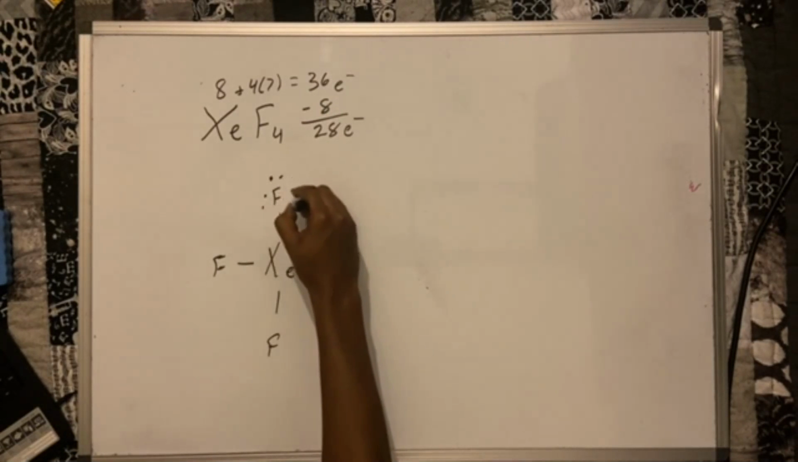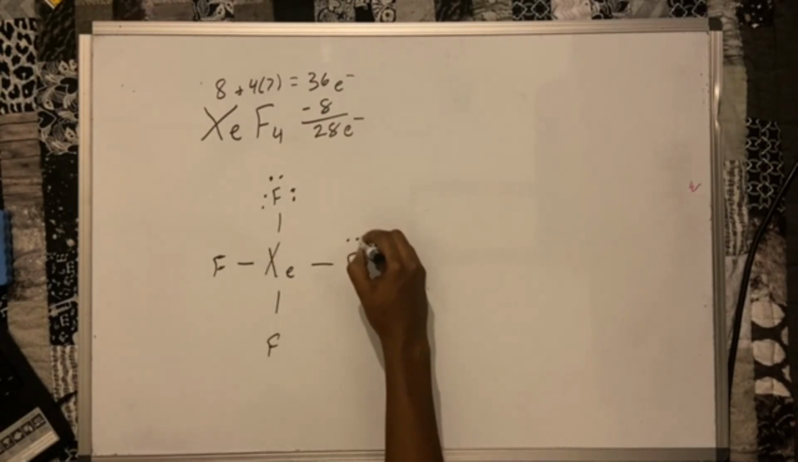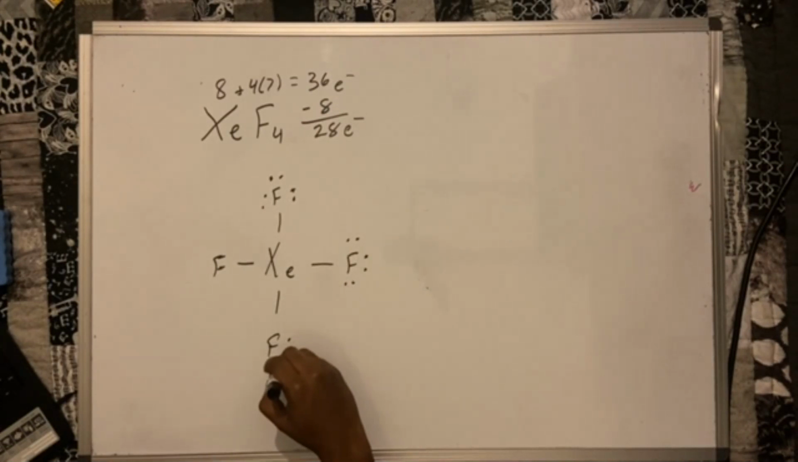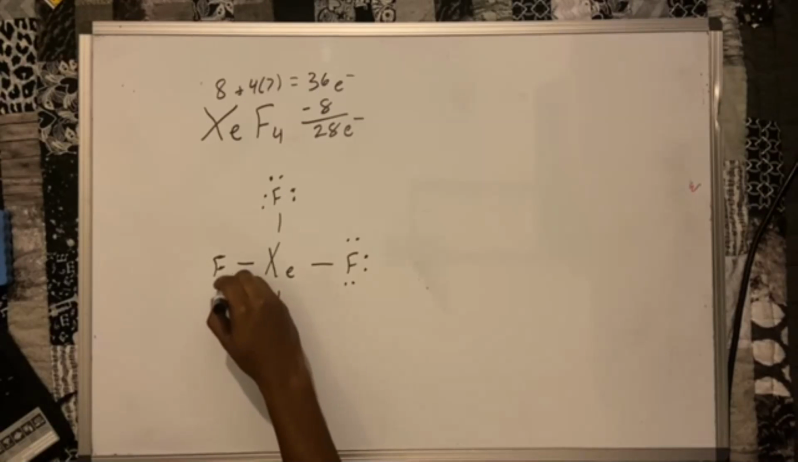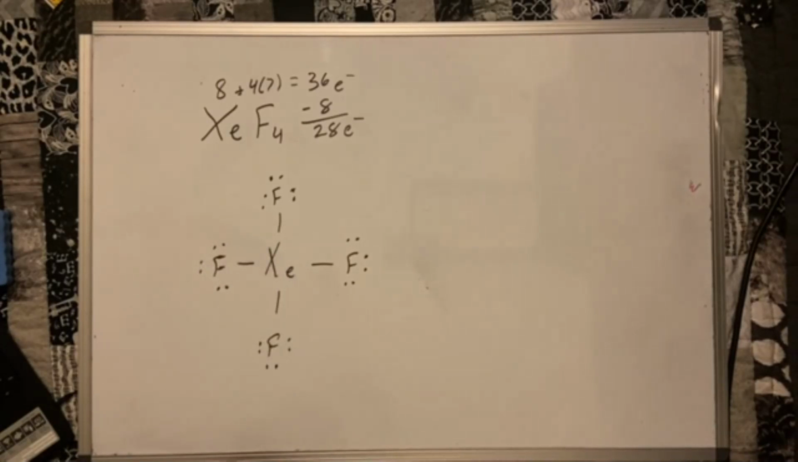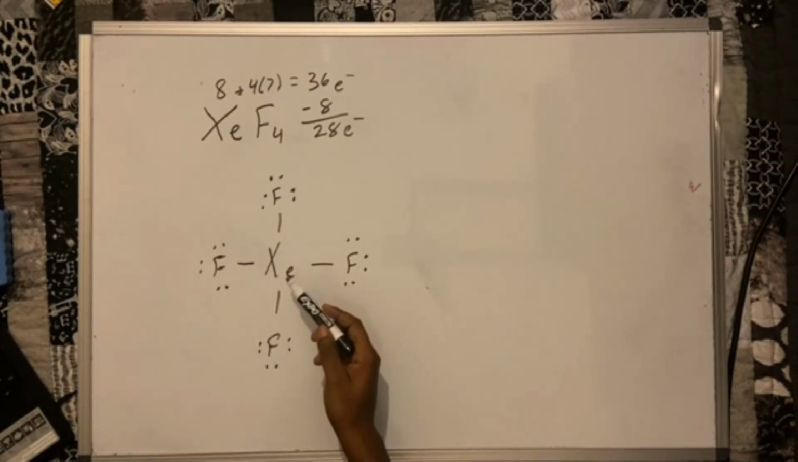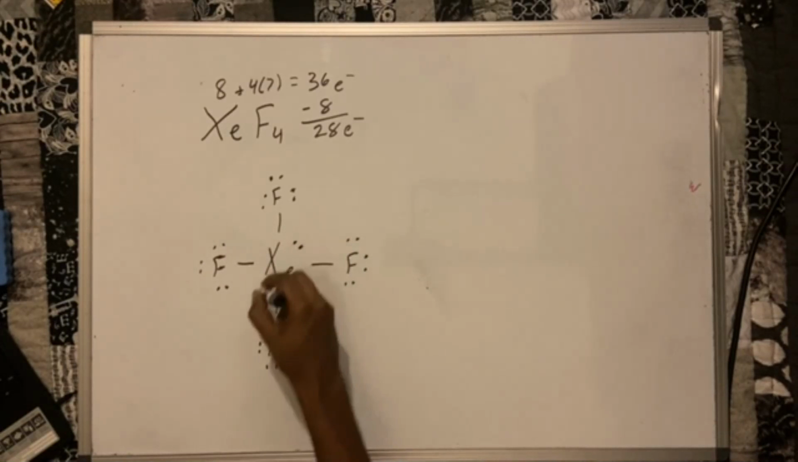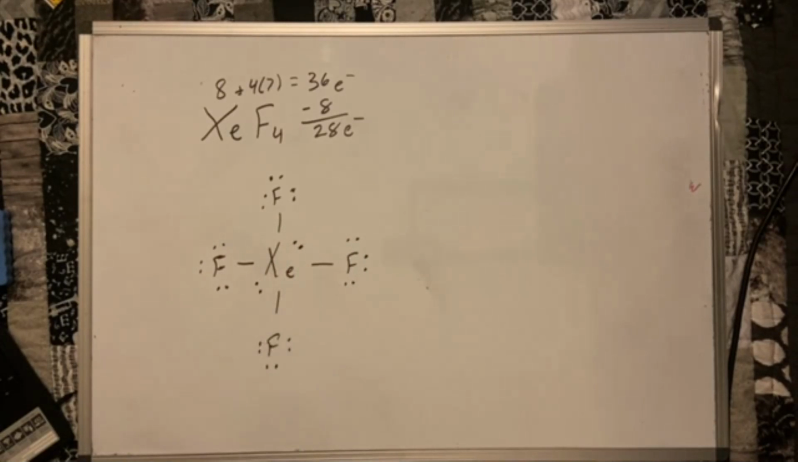Six right here, that has 8. 12, 18, 24. Okay, so I need 4 more. But I can't expand the octet with my fluorines, so I put them on xenon because it is below the 3rd row of the periodic table, so I can expand it.